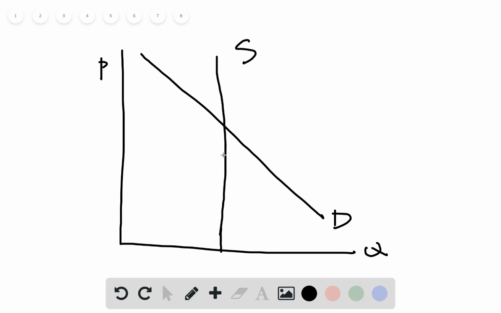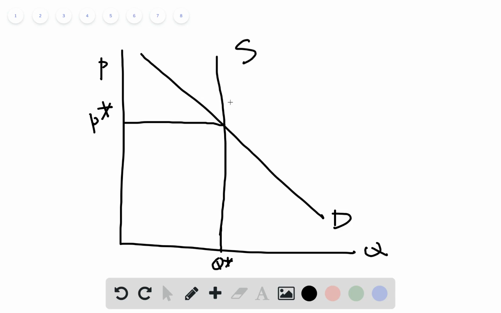And given this vertical supply curve and the general demand curve, we have an equilibrium price. We see this is P star, and the equilibrium quantity is Q star. But the equilibrium quantity is not very important, because in total we have only Q star units of labor in this market. Whenever the price changes, supply does not change.